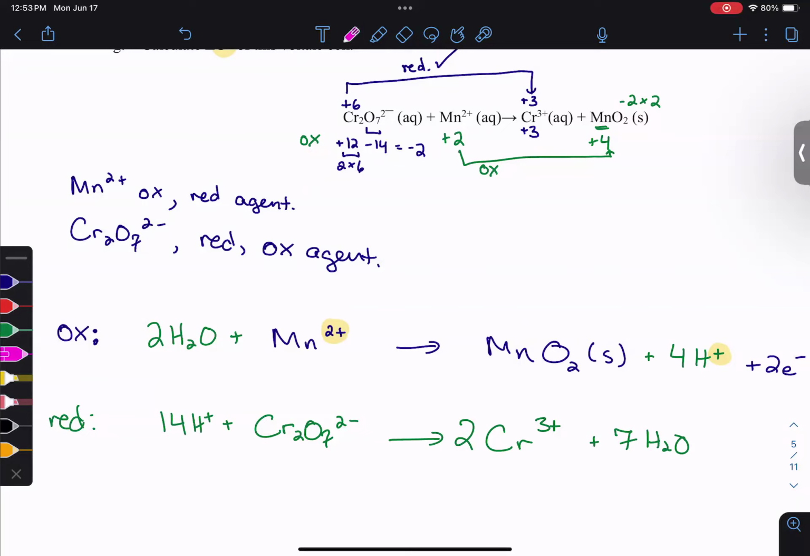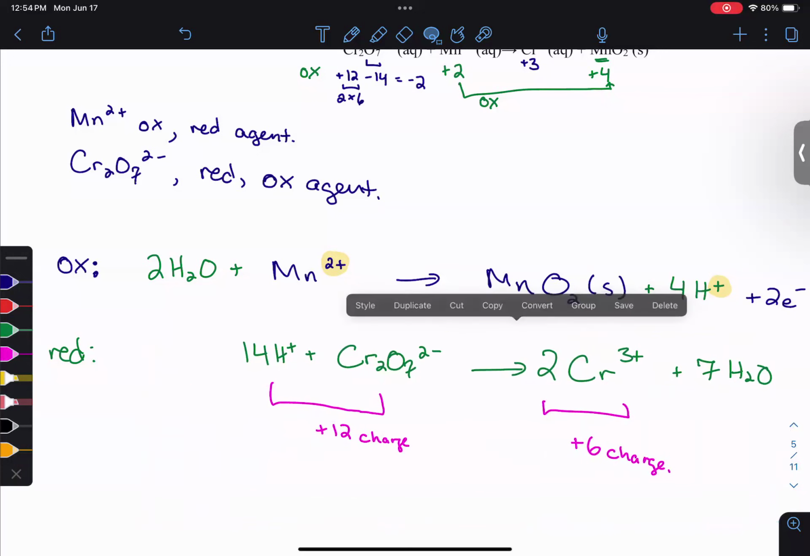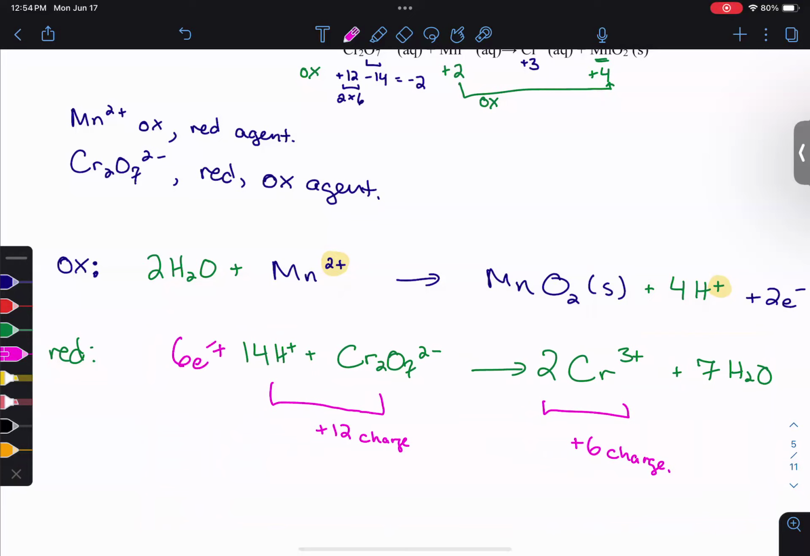Now you've got to be careful with charge. Take extra care in just inventorying the charge on both sides. On the reactant side, there's a total of a +12 charge, but on the product side, there's a total +6 charge. Remember, there are 2 chromiums there. So that means that this reduction reaction needs how many electrons? 6 electrons, because that 6 brings down that 12, so then it's 6 on both sides. All right, so those are the balanced half reactions.